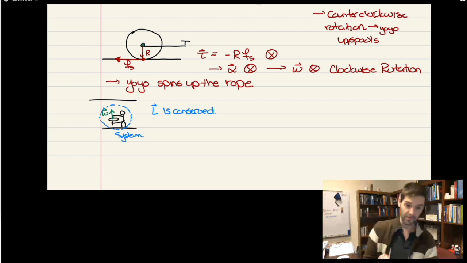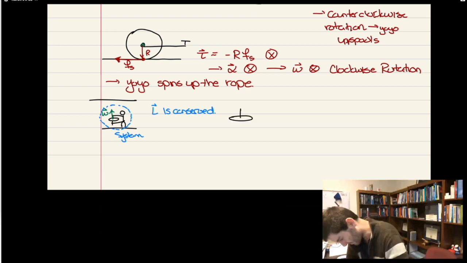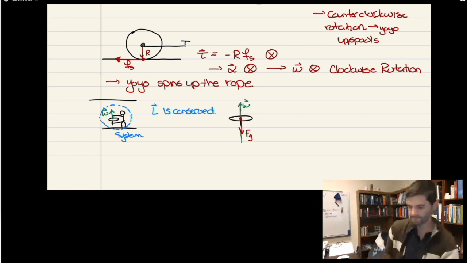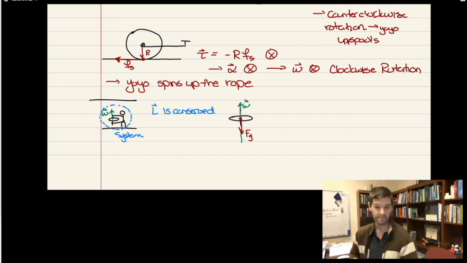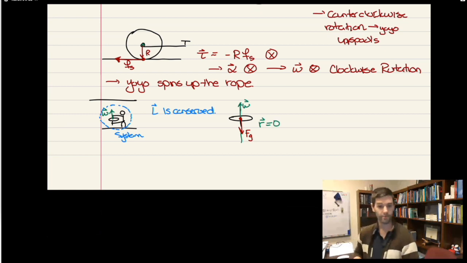There's gravity pulling down on both me and the wheel. Let me just do the example of the wheel. There's a gravitational force that's pulling down on the wheel. But it is along the axis of rotation. Omega points along the axis of rotation. Gravity points along the same axis. So in this case, the moment arm for gravity equals 0. There's no torque as a result of gravity.